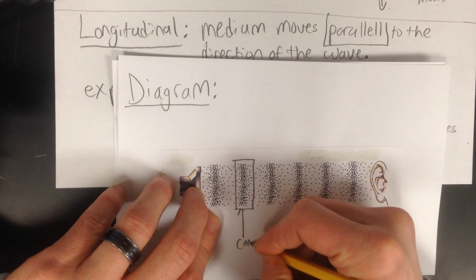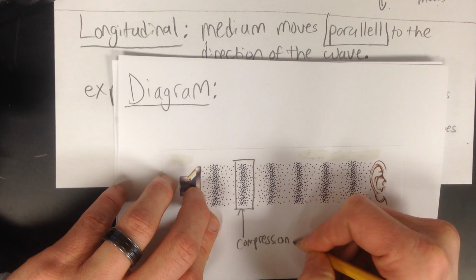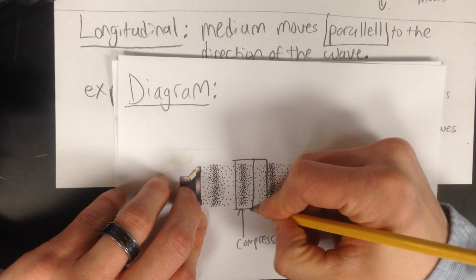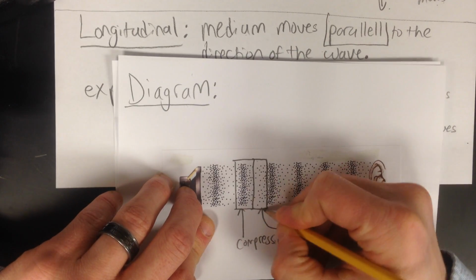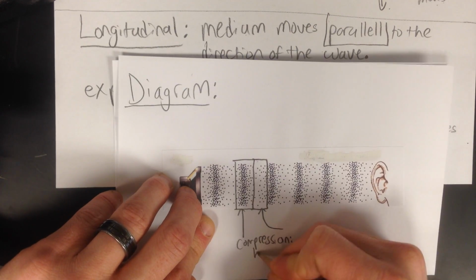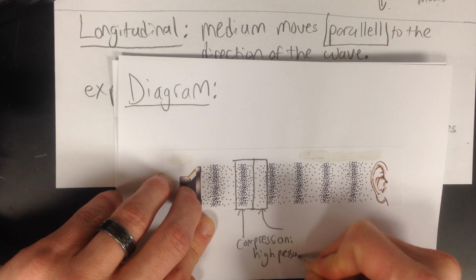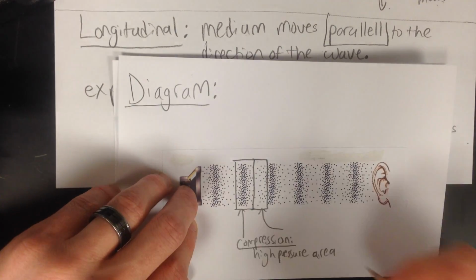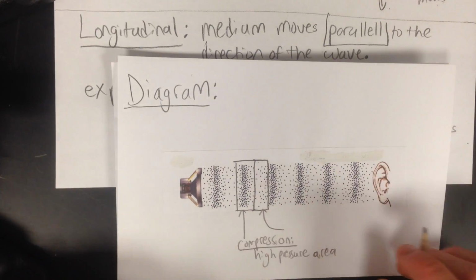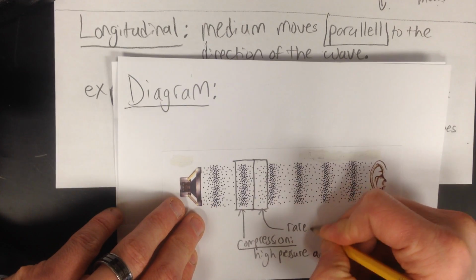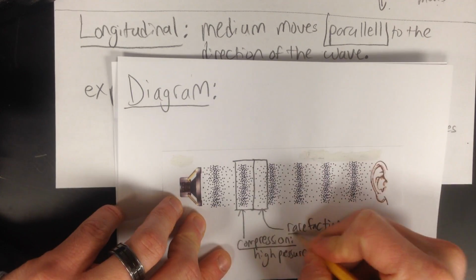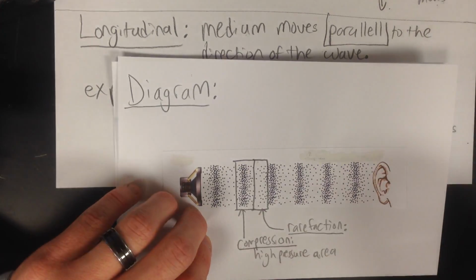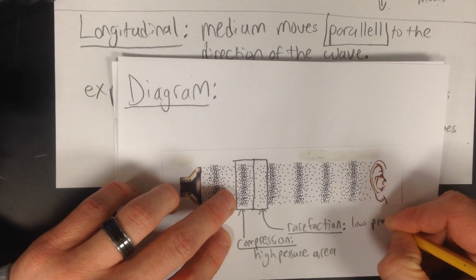So this is a compression when the molecules move forward. Right next to each compression is a low pressure area. A compression is high pressure: there are a lot of air molecules in that area. And all longitudinal waves also have something called a rarefaction. New word, definitely, for most of you, and that is a low pressure area.